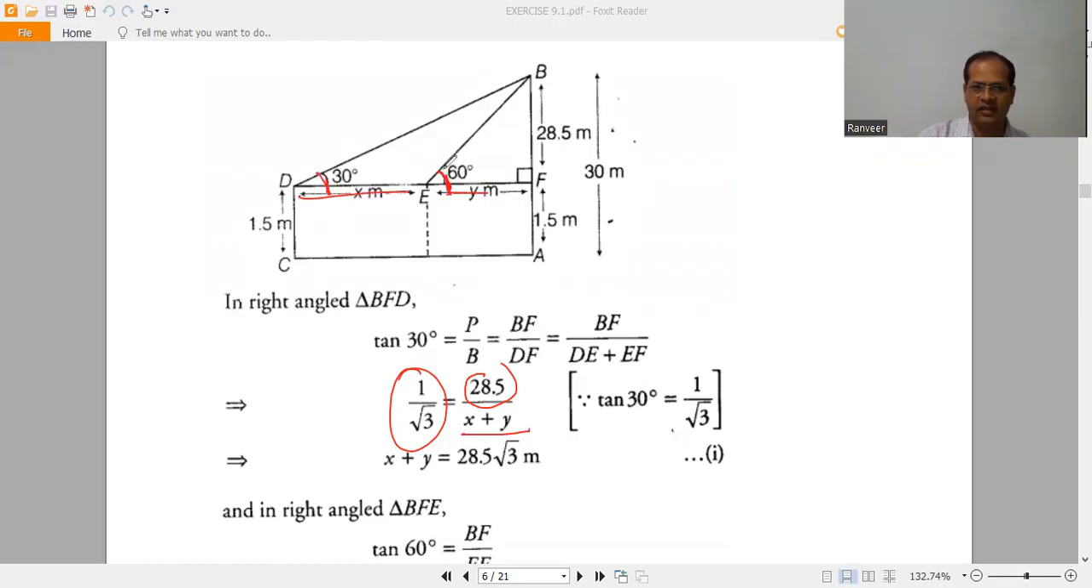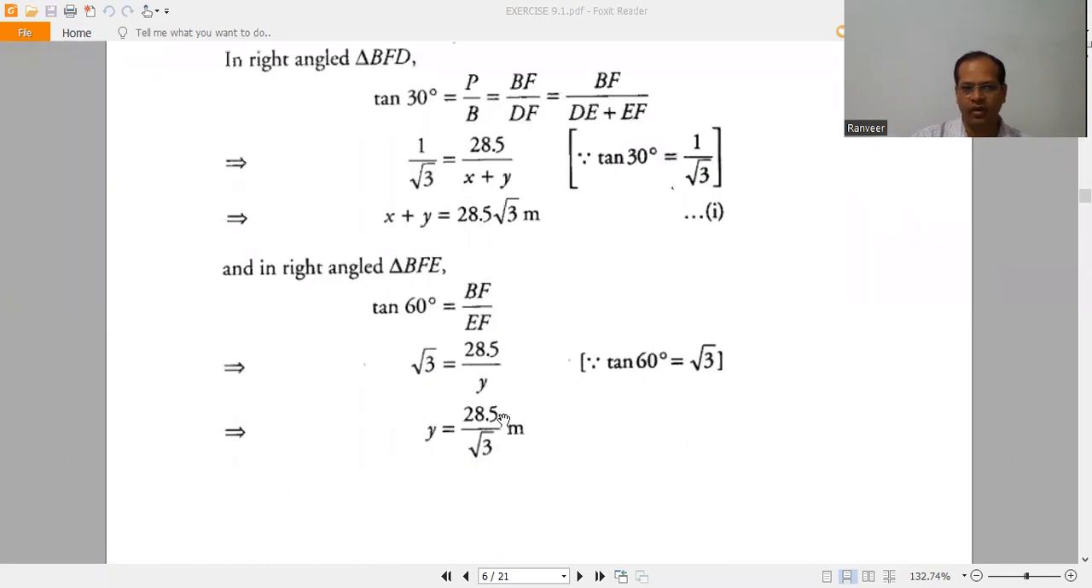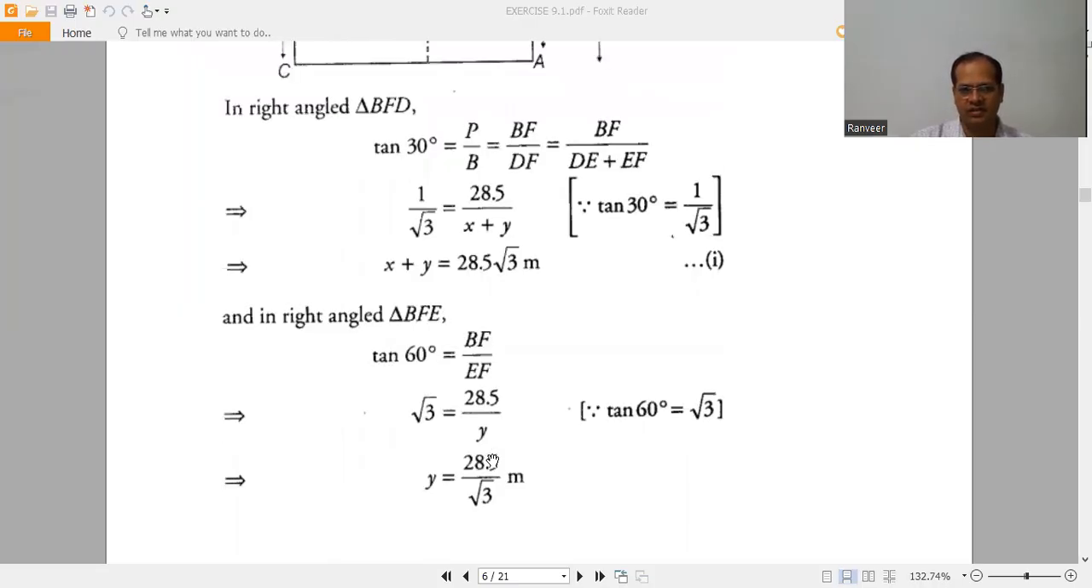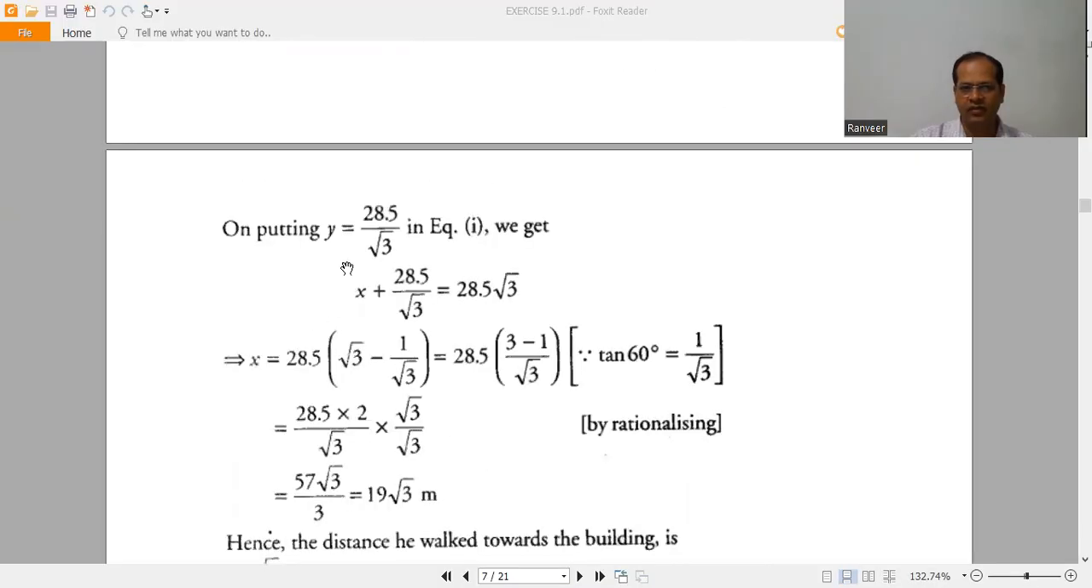After that, if you take tan 60 degree in this triangle, then we can write 28.5, this is the length BF, divided by EF. So we will get the value y equal to 28.5 divided by root 3. After that, we just have to substitute this value in the first equation, and we get 28.5 divided by x plus 28.5 divided by root 3.